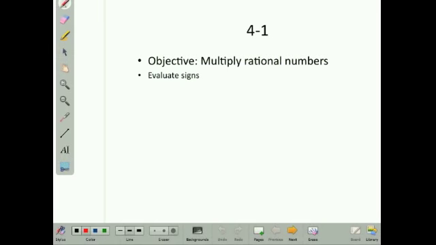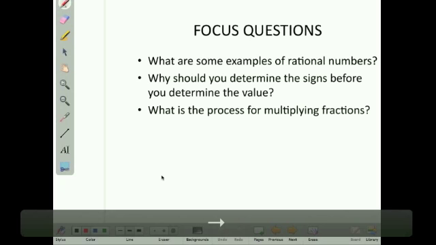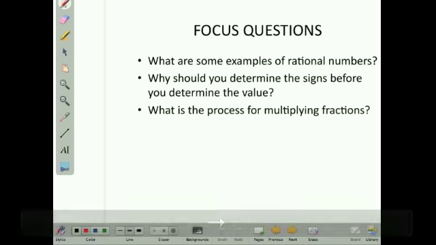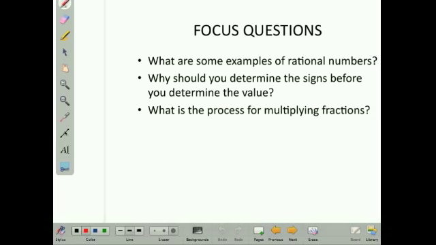In this presentation, we're going to learn to multiply rational numbers. Your focus questions. Just to explain what a rational number is, we're going to use a number line as an example. If we can put a number on a number line, it's a rational number.